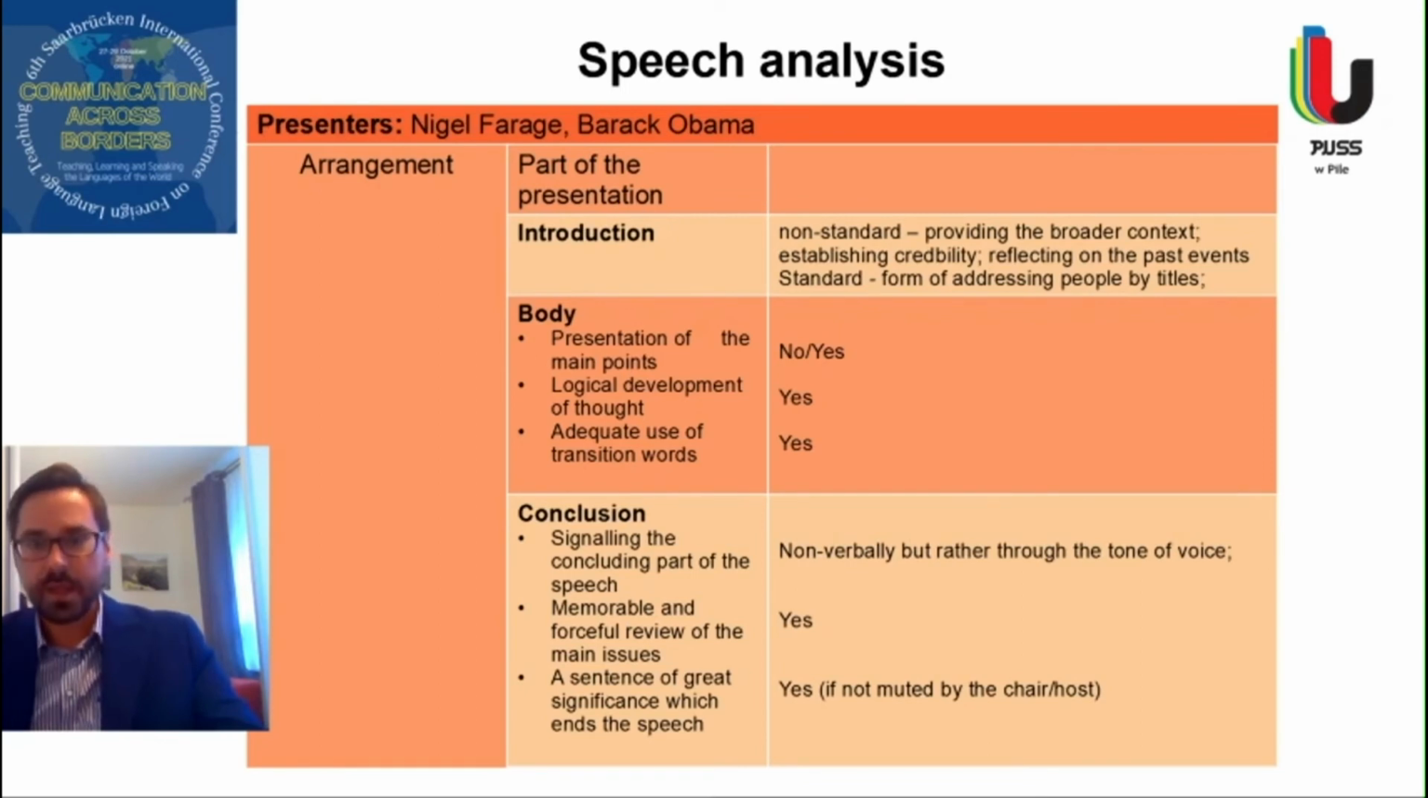In both, we could find some non-standard ways of opening presentations as well as the standardized forms of addressing the audiences. As for the presentation of the main points, it has been observed that professionals rarely use standard phrases and they rather resort to other techniques allowing them to present the main points and connect them. In concluding parts, both Farage and Obama were able to use some memorable, forceful statements. However, no reviewing part as such was ever present.